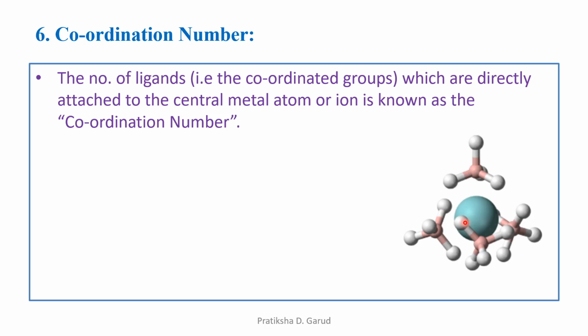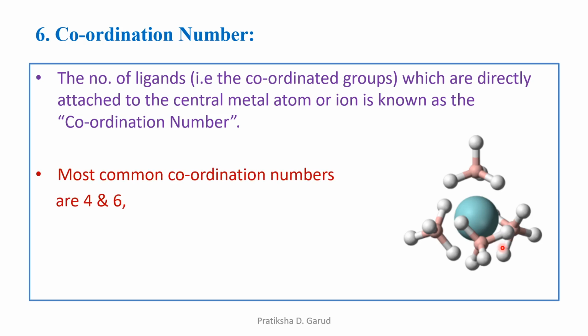So this is the structure. You can see at the center we have this central metal atom or the ion, and it is surrounded by 1, 2, 3 and 4 surrounding groups. As there are 4 surrounding groups linked to the central metal atom, or the ion, the coordination number of this central metal atom is 4. So the most common coordination numbers are 4 and 6.